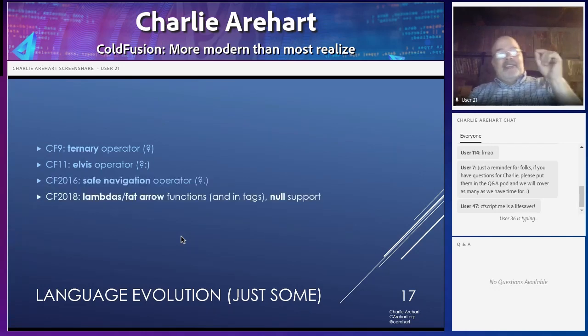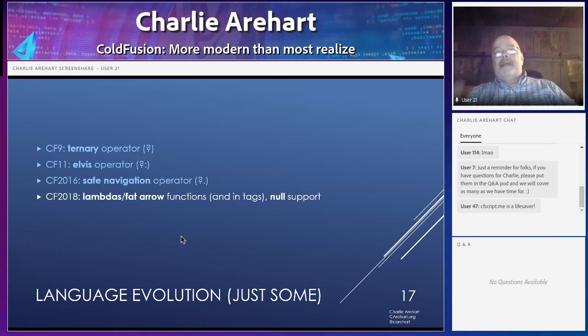Moving on. So CF2018, check this out. Again, we're talking about modernization of the language. Did you know that CF2018 added support for lambdas and fat arrow functions in functions and even in tags, as well as null support? Now, the lambdas here, we're not talking about AWS Lambda. That was added in 2021, but that's a separate subject. I'm talking about lambdas, the language feature, and fat arrow functions.